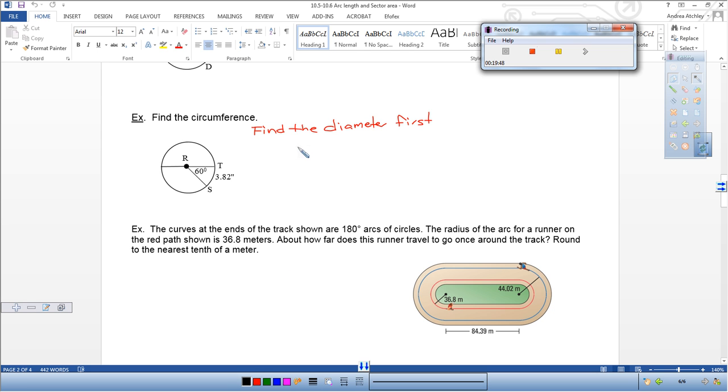Use that same formula. The angle divided by 360 equals the arc length divided by the diameter times pi. Find the diameter. Any questions over that?